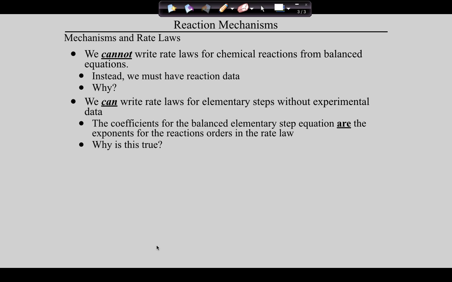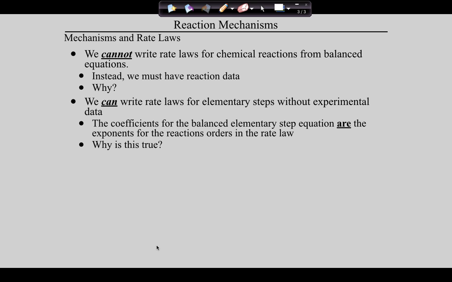Elementary steps, by definition, cannot be simplified. Chemical reactions, overall reactions, have all sorts of stuff going on behind the scenes. You don't know how reactants turn into products. And as a result, you can't relate concentration to rate, a rate law. You can't relate concentration to rate because you don't know what the reaction is doing with those concentrations that would affect the rate. But in an elementary step, what you see is literally what you get.